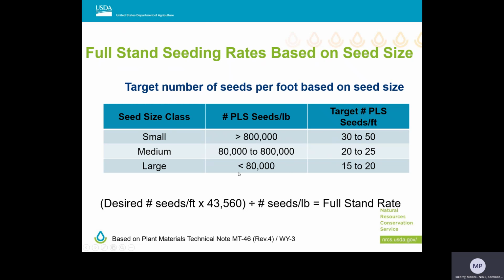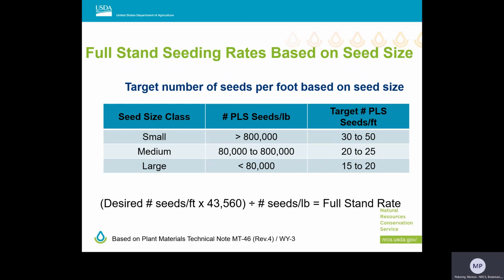Large seeds then, so seeds that are over 80,000 pure live seeds per pound, we're going to decrease the target seeds per square foot to 15 to 20 seeds per square foot. And we do this because large seeds generally produce robust competitive seedlings. They tend to survive well. They tend to be larger stature plants that require more space to grow. And also large seeds can sometimes become logistically difficult to sow at high numbers because of the seed size.